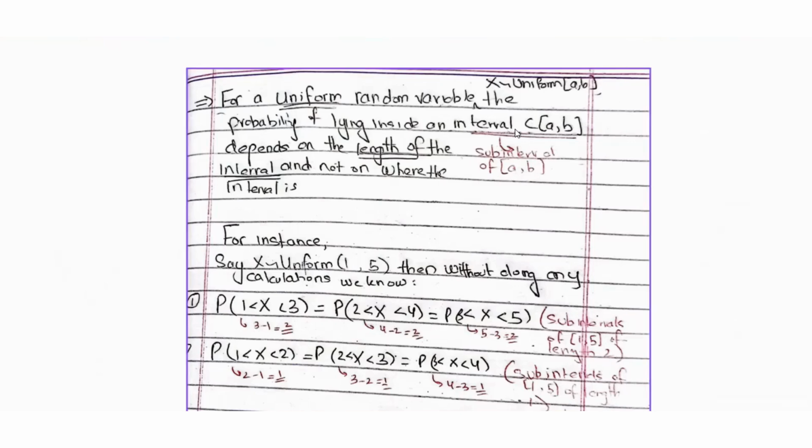So if X is a uniform random variable with two parameters a and b, the probability of lying inside any subinterval of [a, b] depends upon the length of the interval. Those subintervals of [a, b] that have the same length will have the same probability that X lies inside them. Like over here, the probability X lies inside a subinterval of [1, 5] of length 2 is the same, and the probability X lies inside a subinterval of [1, 5] of length 1 is the same. So the probability that a uniform random variable lies inside any subinterval of [a, b] depends upon the length of the interval and not on where the interval is.